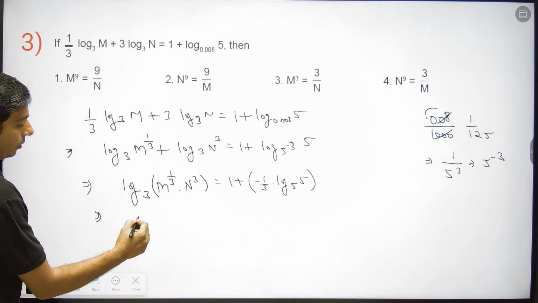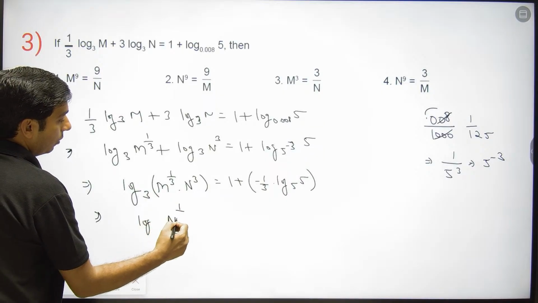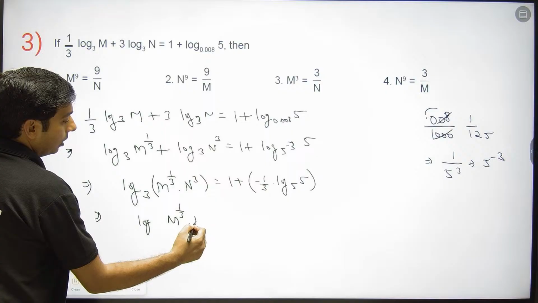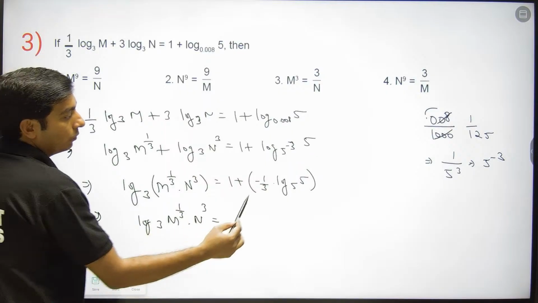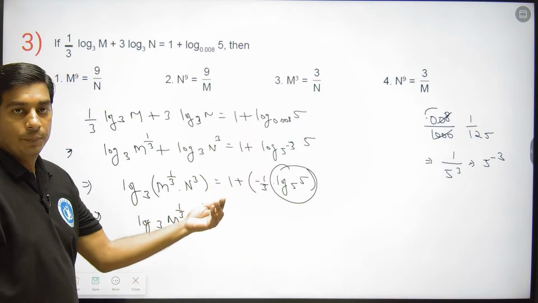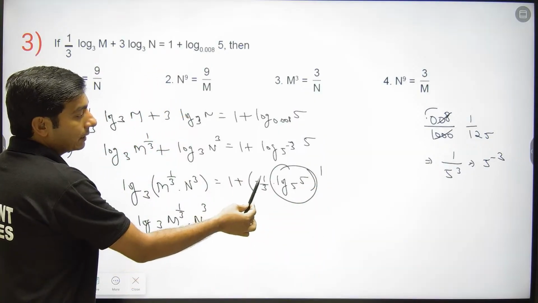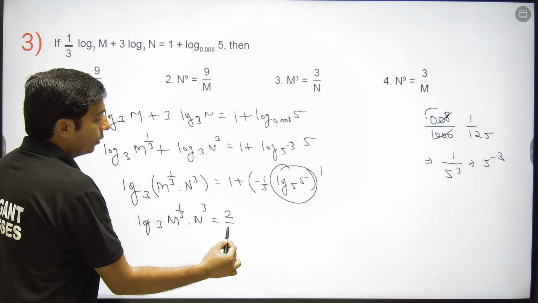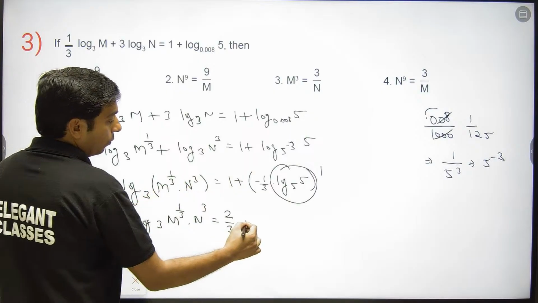Here it will be log m to the power 1 upon 3, n to the power 3, base 3, will be equal to... now log 5 to the base 5 will become 1, and it will be 1 minus 1 upon 3, which will be 2 upon 3.